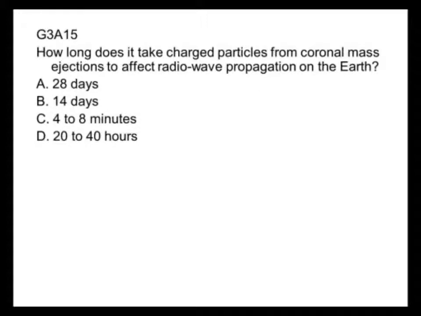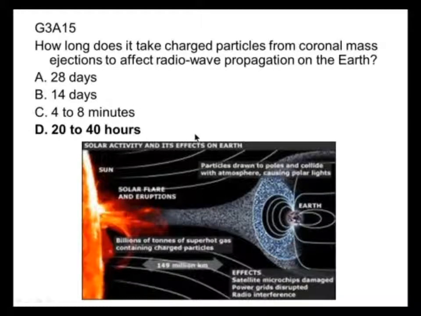How long does it take charged particles from coronal mass ejections to affect radio wave propagation on Earth? Now we said 8 minutes for the electromagnetic radiation, right? But these things are particles. They can't travel at the speed of light. So for these, depending on the speed of ejection, we're talking between 20 and 40 hours before the particles from a coronal mass ejection reach the Earth.